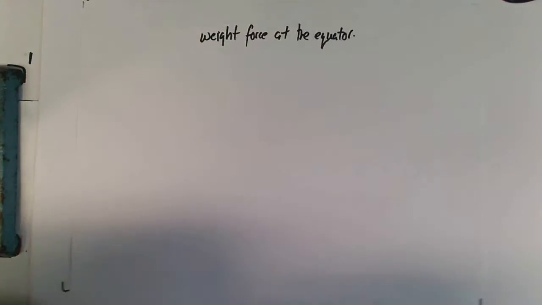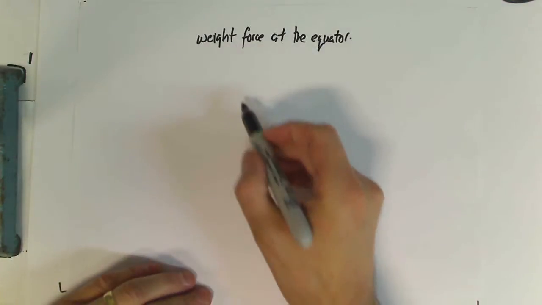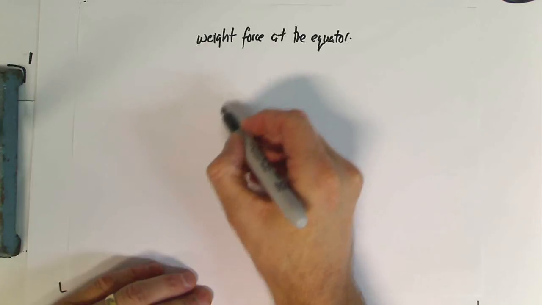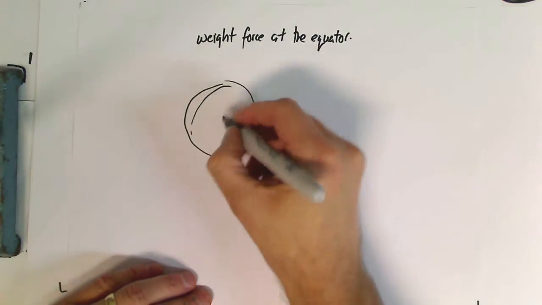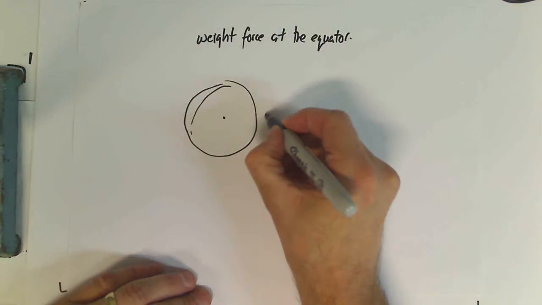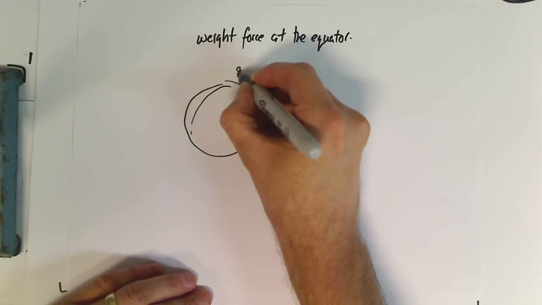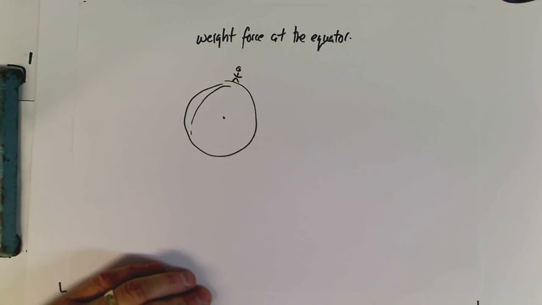What I wanted to look at with this one is the weight force at the equator. Now, when you are sitting at the equator, we'll sort of look down on the world as if we're looking down from the pole. So if that's the North Pole, a person, we'll put them up this way because it looks a bit easier, is at the equator. They're obviously a lot bigger than they would be in real life.